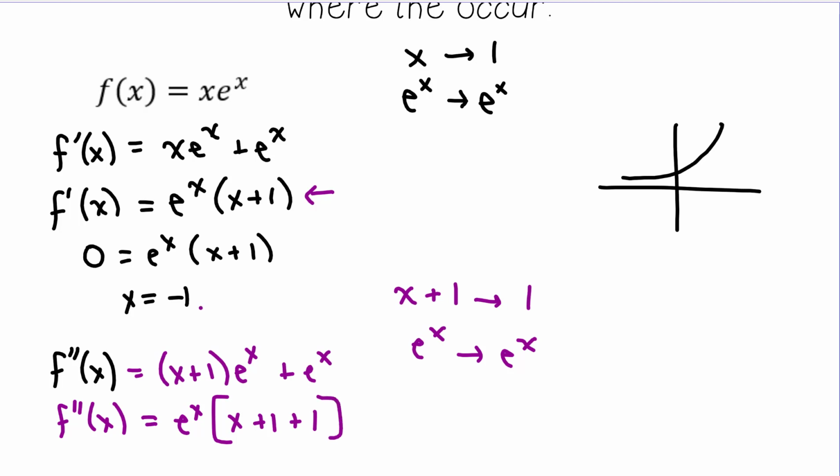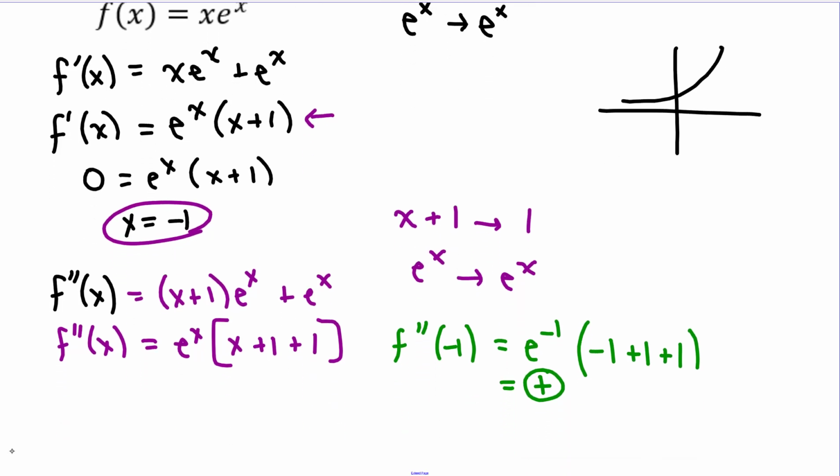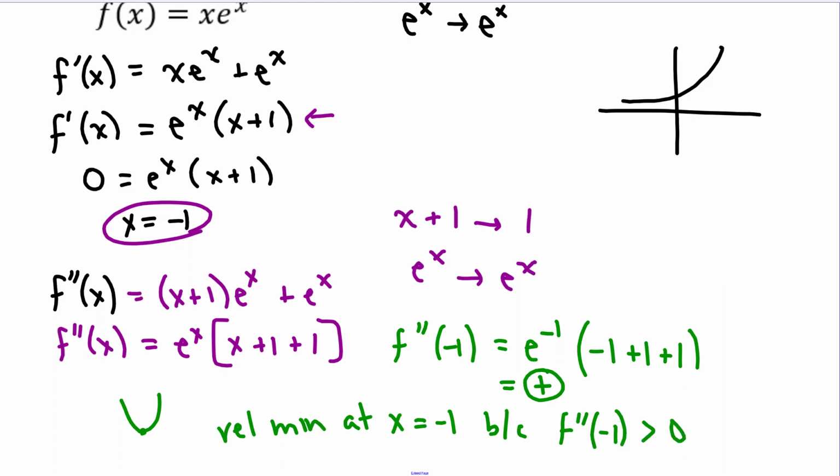And now at this point, you're going to test negative 1 into f double prime. So you're going to find f double prime of negative 1, and you get e to the negative 1, which is positive, times negative 1 plus 1 plus 1. And that's also positive. So if I have two positive numbers, overall this is positive. So the sign of f double prime is positive, which means that the graph is concave up, so we have a relative min. So there's a relative min at x equals negative 1 because f double prime of negative 1 is greater than 0, or is positive.